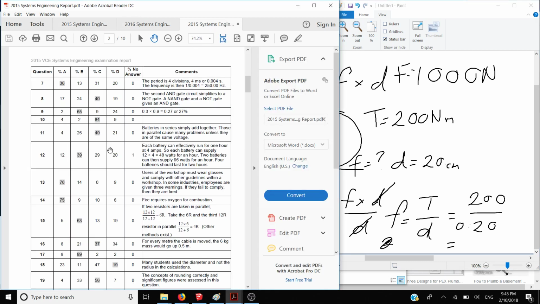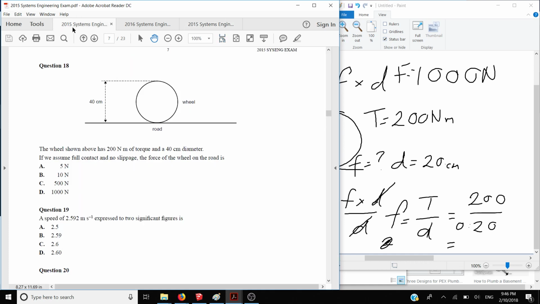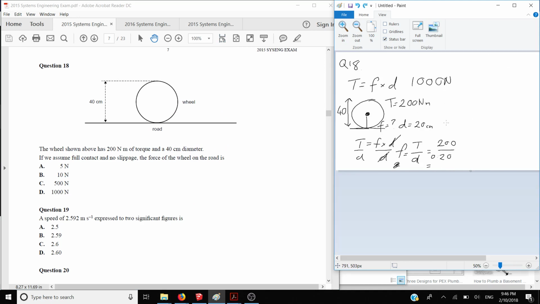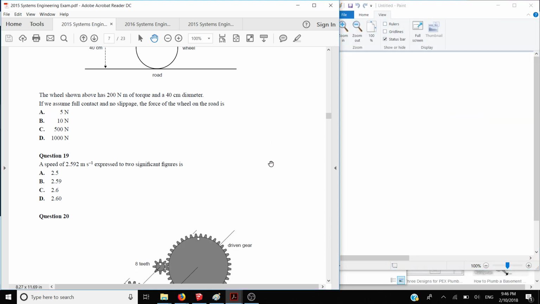That's question 18. Cool. All right. And many students use the diameter and not the radius in the calculations. By the way, all of the VCAA exams that you can find on the VCAA website, you can just Google VCAA systems exams or VCAA any subject you're doing in Year 12 exams, has the examiner's report, answers and common mistakes of students. They're really, really valuable as a resource. All right, now that I've proved to myself I can do simple torque questions, we'll move on.